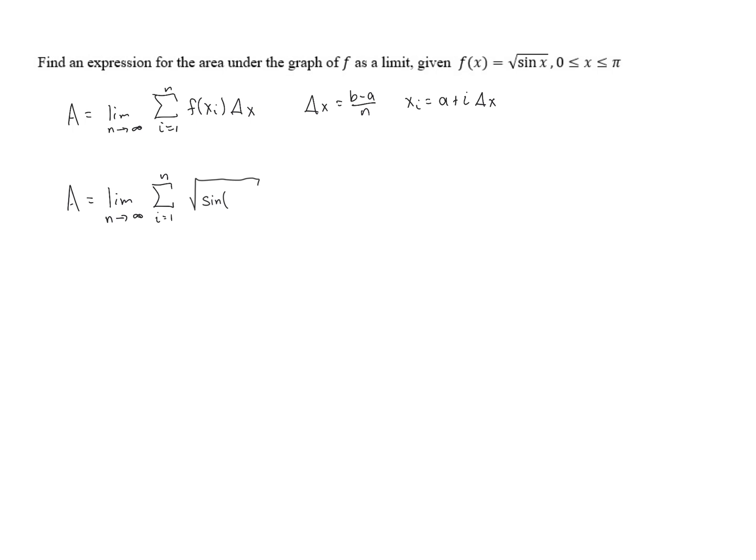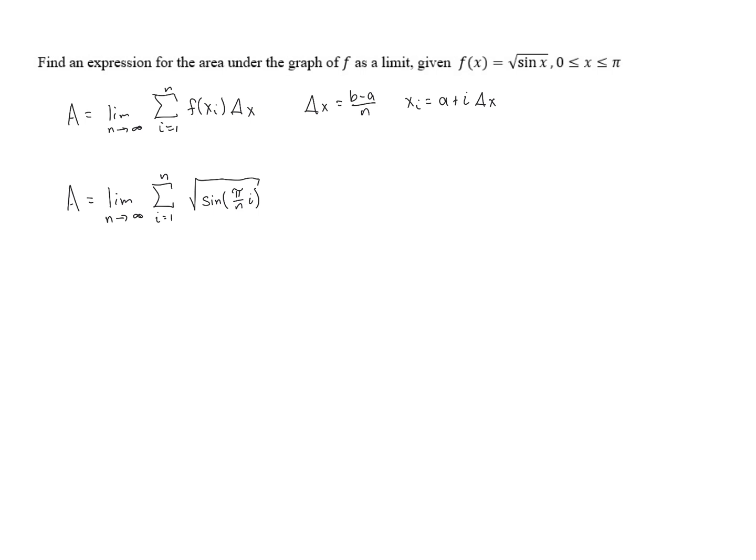Delta x is b minus a over n. In this case, that's pi minus 0 over n, which is pi over n. So we've got pi over n in here times i, right? Remember, we've got that i times delta x. So that's i times pi over n.